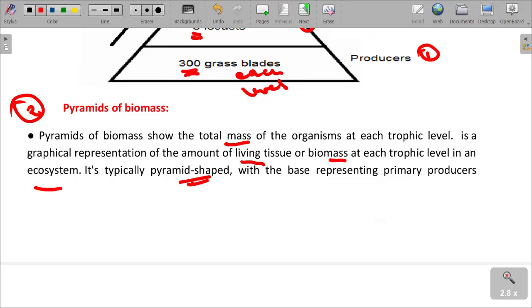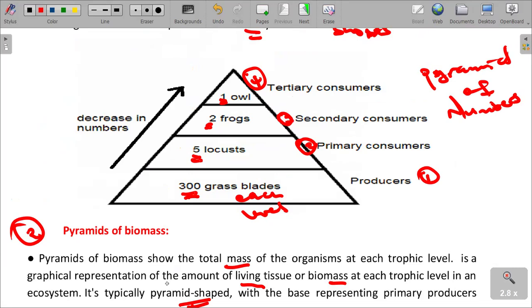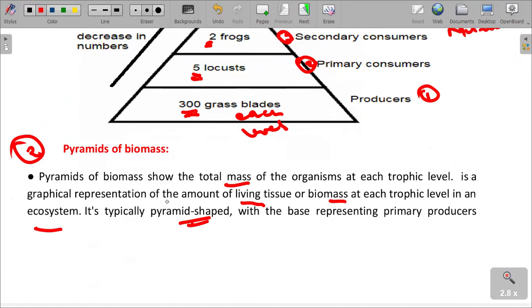So what we need to understand is that the order of organisms at the base does not change. The organisms remain the same on a pyramid of biomass and also on a pyramid of numbers. What only changes is what is being depicted. On a pyramid of biomass, it shows the total mass of organisms at each trophic level, with producers, primary consumers, secondary consumers, and tertiary consumers going up.